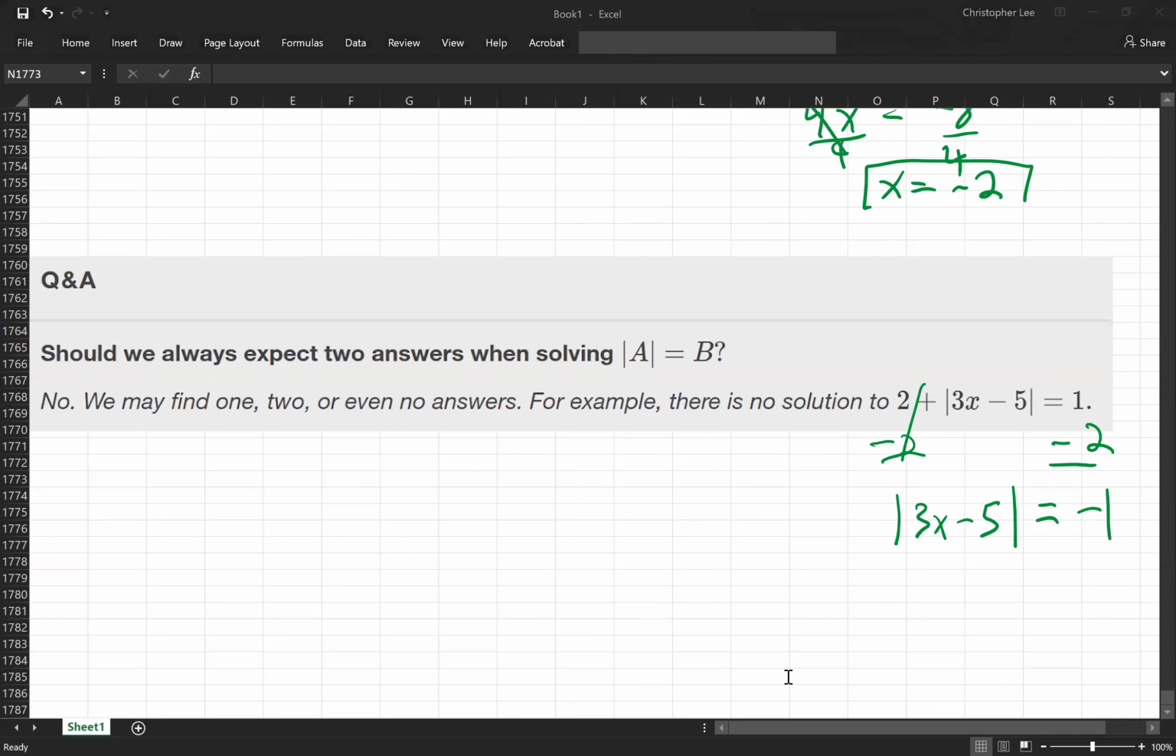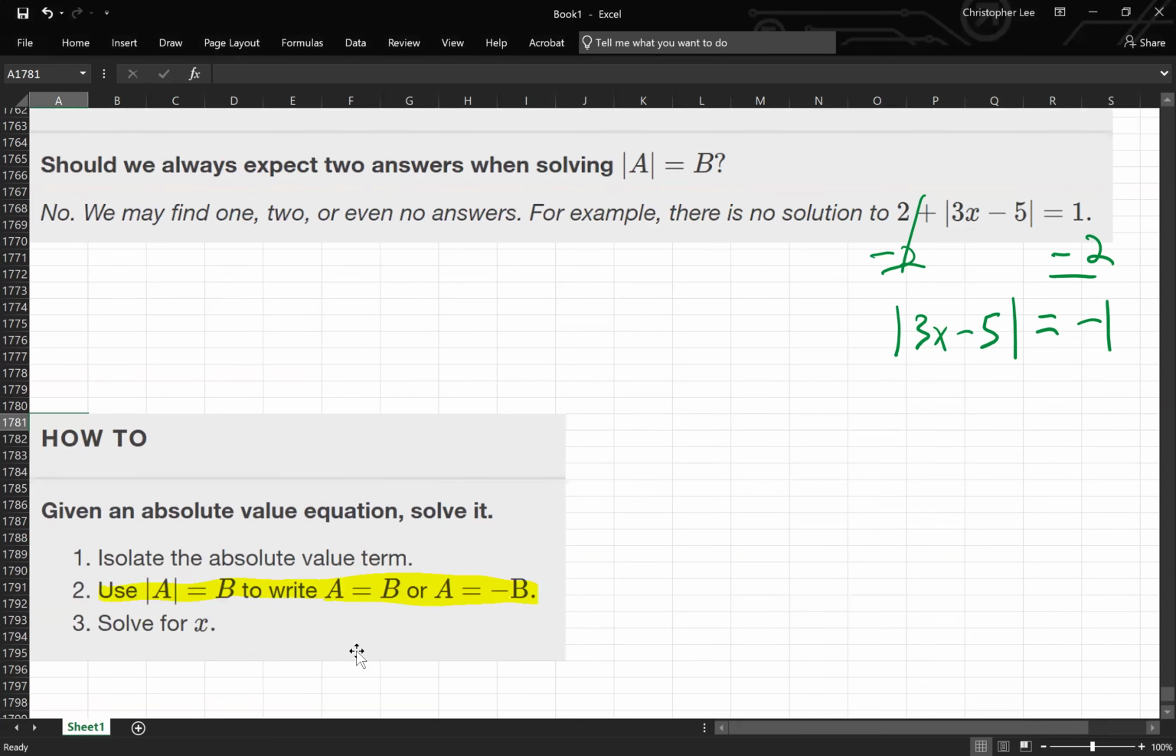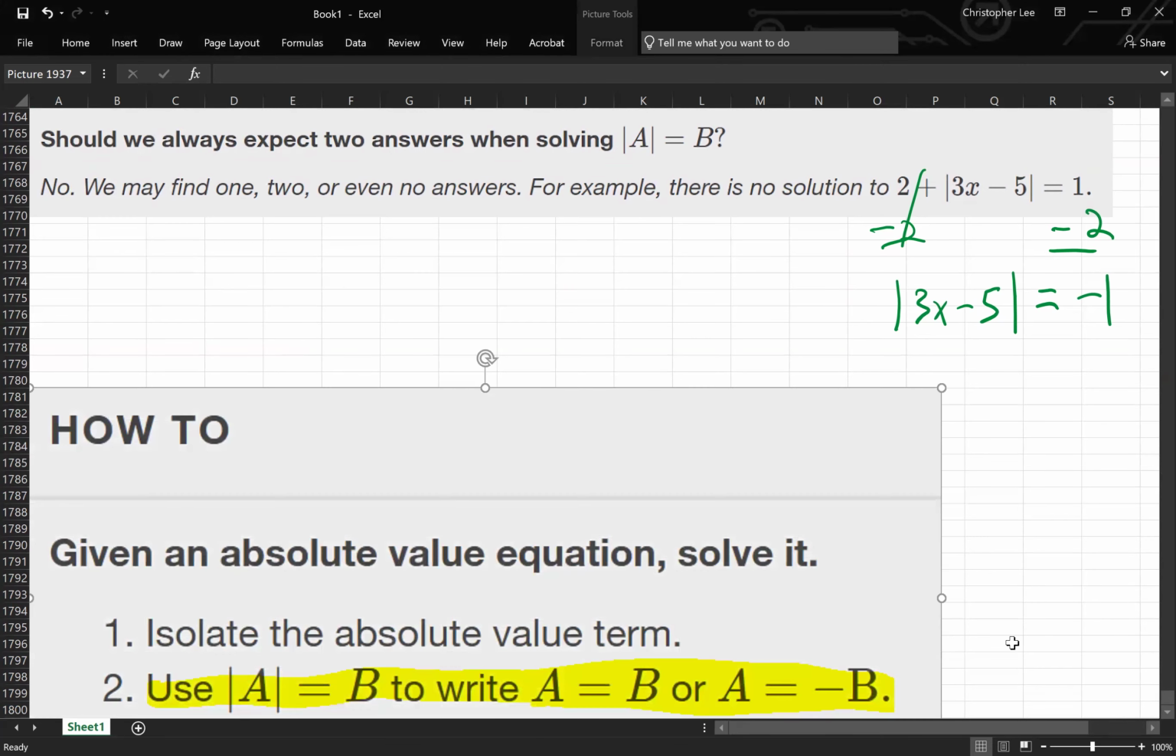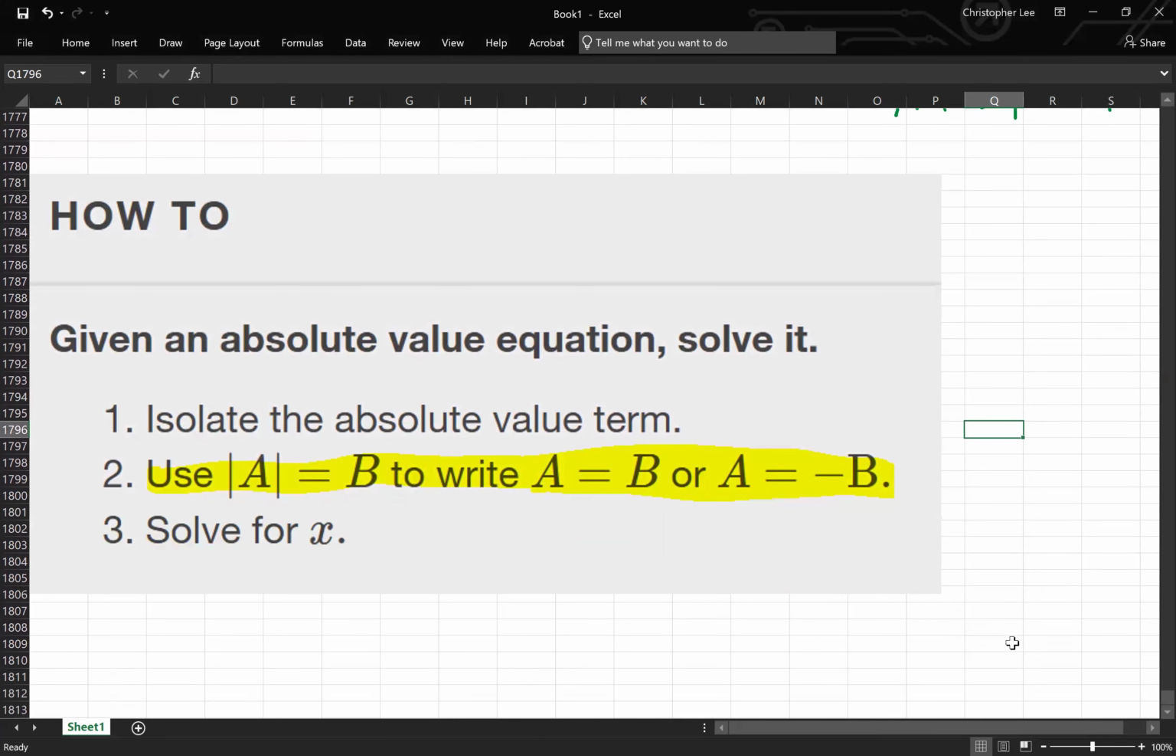Real quick, a little recap. Given an absolute value equation, we want to solve it. First thing you want to do is isolate the absolute value term. Use the absolute value of a is equal to b to write a equals b or a equals negative b, and then you want to solve for x. That's how you solve absolute value equation questions.